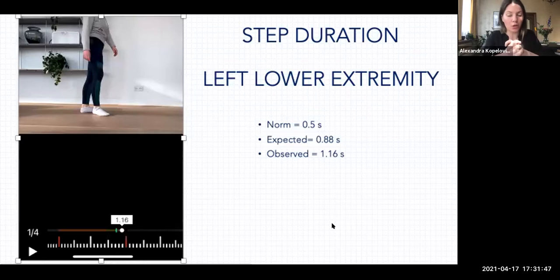The observed value is 1.16 seconds. So once again, our patient takes longer than expected, even for our stride. It's way over average, right? You can see 1.16 is way over average, but even over expected, if the patient was just walking slowly, that's not the fact. There is definitely a discrepancy between the right and the left step duration.